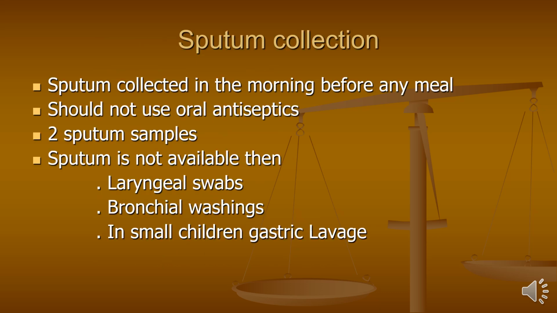Sputum collection should be done in the morning before any meal. There should be no oral antiseptics used. Two sputum samples are required. If sputum is not available, you can use laryngeal swabs, bronchial washing, and in small children, gastric lavage can be used.